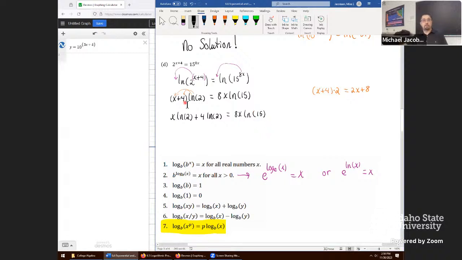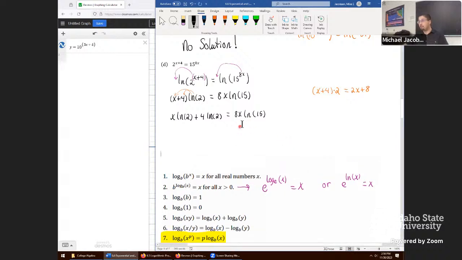And so now we've corrected one problem. x is freed up from the group. It's still on both sides of the equation, but that's not too terrible of a fix. We can subtract 8x natural log 15 from both sides to bring it on one side, subtract 4 natural log 2 to get just x's on that one side. So let me write out that step since that's a lot going on there. Subtract 4 natural log 2, then subtract 8x natural log 15, minus 8x natural log 15.